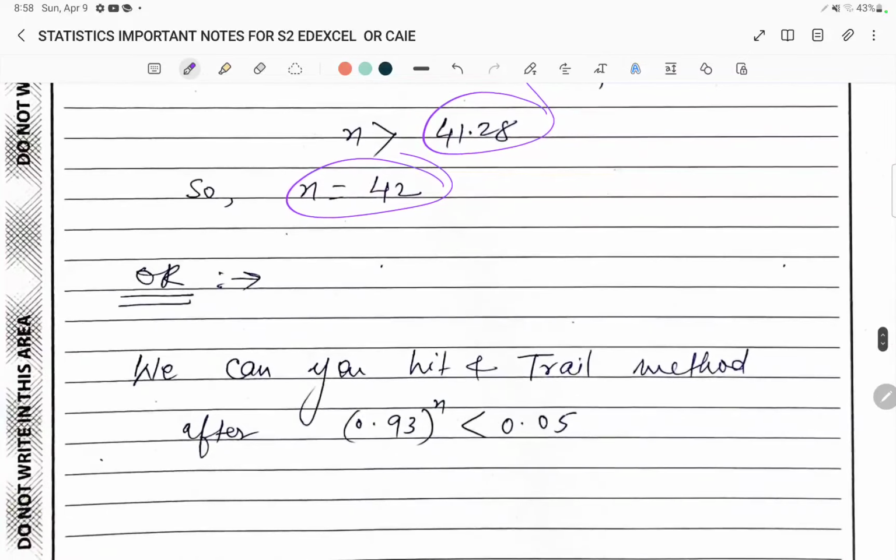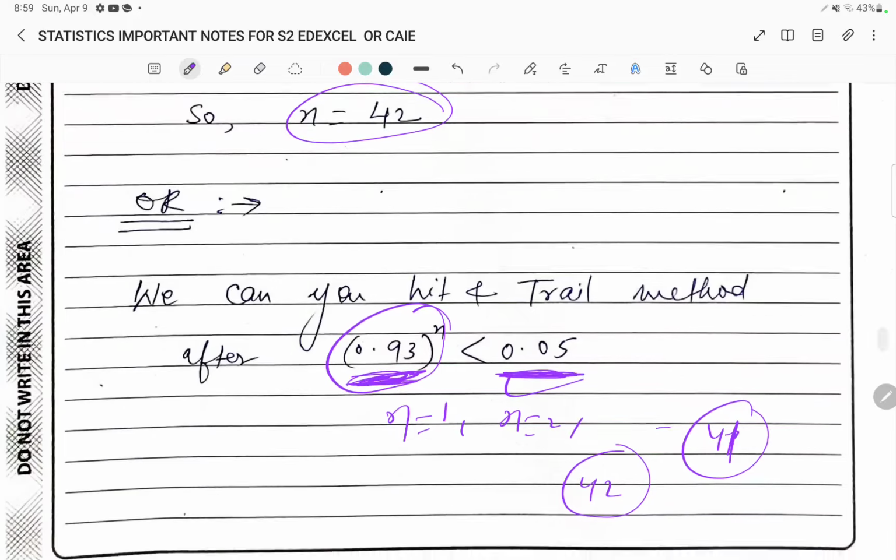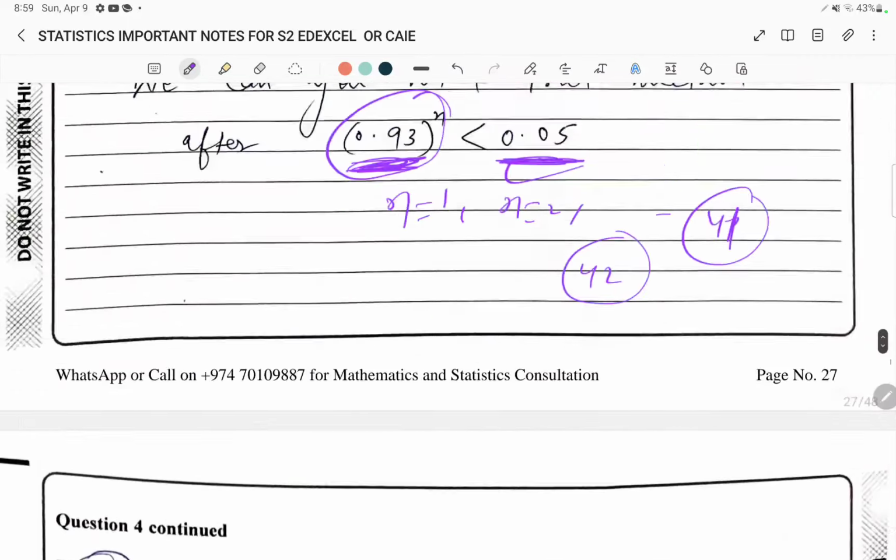Or you can use hit and trial. Just put n equal to 1, 2, 3. When you put n equal to 41, this value will still be greater than 0.05. But when you put n equal to 42, this value will be smaller than this, so you have to consider 42. Now B part.